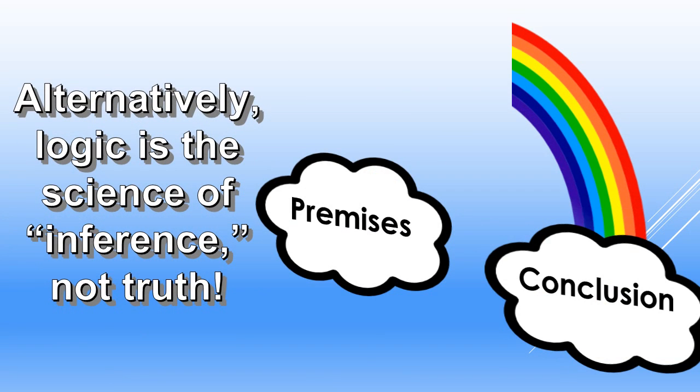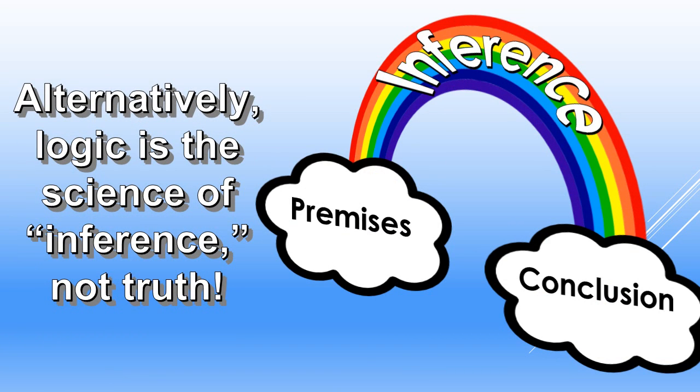Alternatively, you may say that logic is the science that evaluates inferences instead of truth. Logic cannot tell you whether the premises or conclusion of an argument is true. It can evaluate the link-up between the premises and the conclusions.